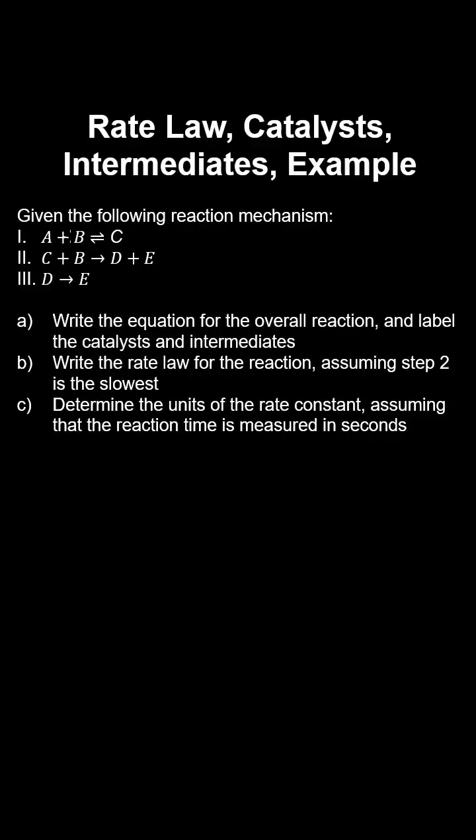Given the following 3-step reaction mechanism, write the equation for the overall reaction and label the catalysts and intermediates. So if we add the molecules on the left and right and cancel out those that appear on both sides, we obtain the following overall reaction. And here C and D are the intermediates because they're produced and then consumed in a subsequent step. And here there are no catalysts.